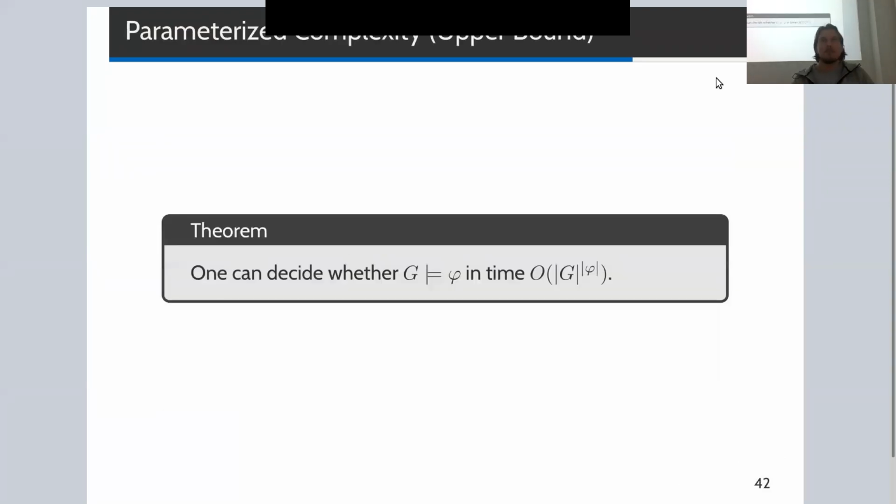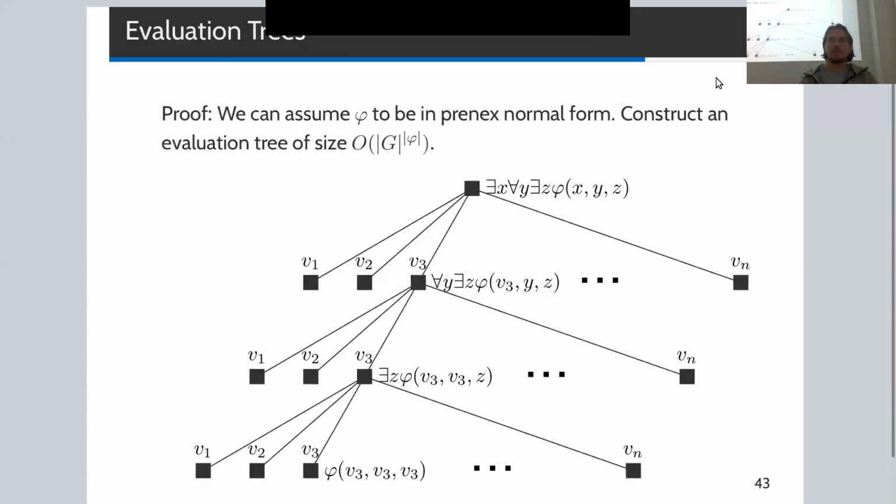So we can get a different statement that is a bit weaker. On every graph, you can evaluate an MSO formula in time size of the graph raised to the length of the formula. So for every fixed formula, you get a polynomial time evaluation algorithm, but the degree of the polynomial equals the length of the formula. Here's a very quick proof on how you could evaluate some formula phi in G in time n to the length of phi.